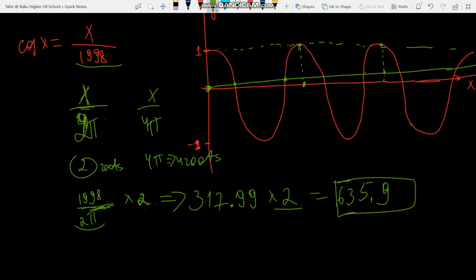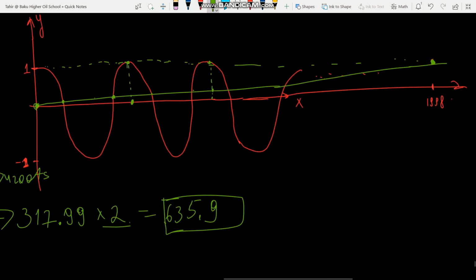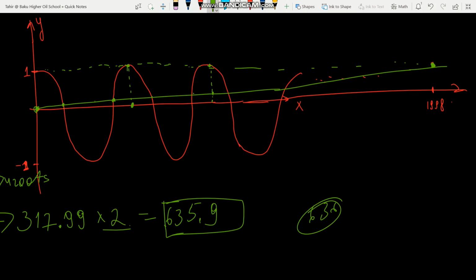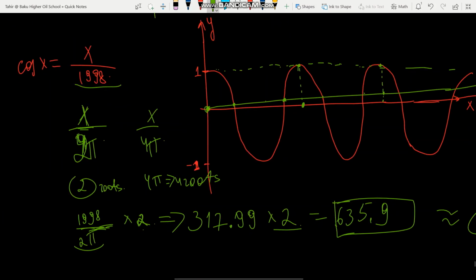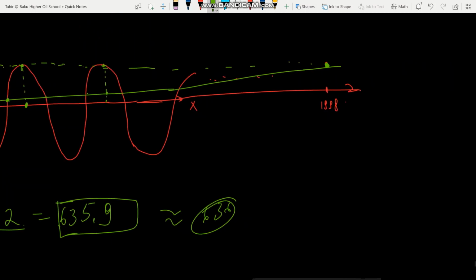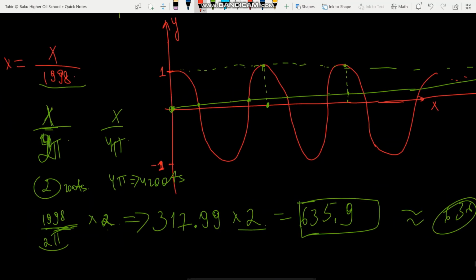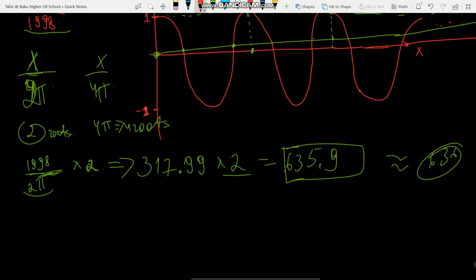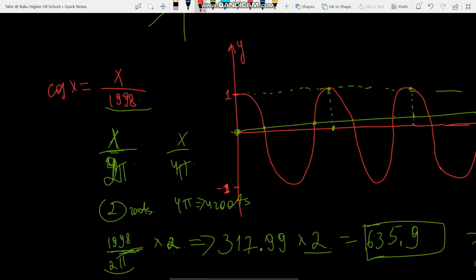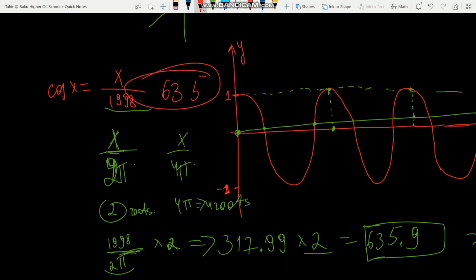635 roots here. You can ask why we don't just consider 636? It's almost equal, but at the end, when our value is 1998, our linear function will be equal to 1, but as our rotation was not completed, we don't have enough 2 pi's. Our cosine x function will not reach this value because we didn't complete the period, and therefore the number of roots for this equation will be equal to 635. This is the end of the video.